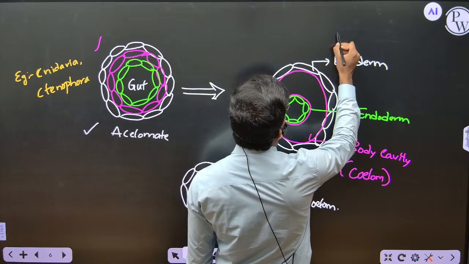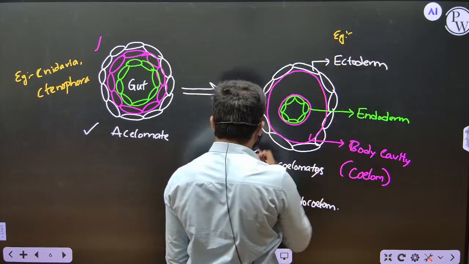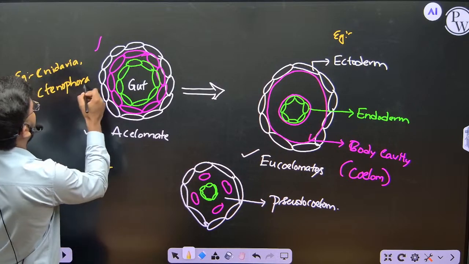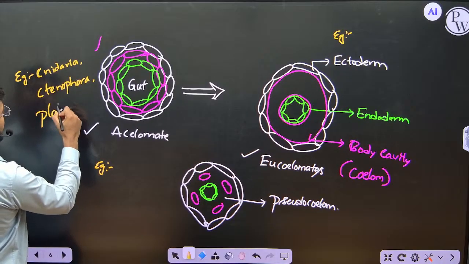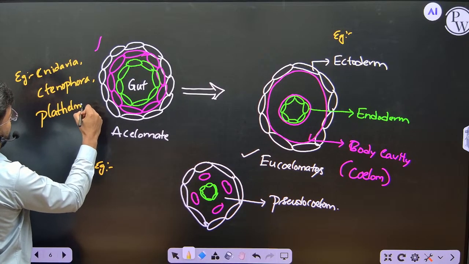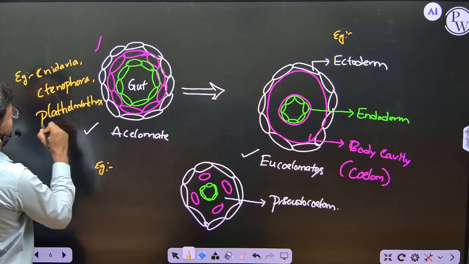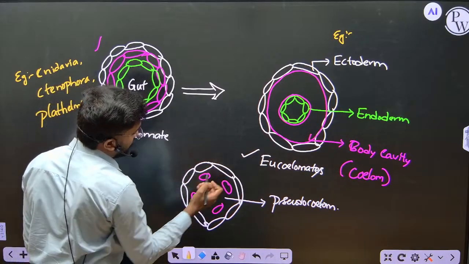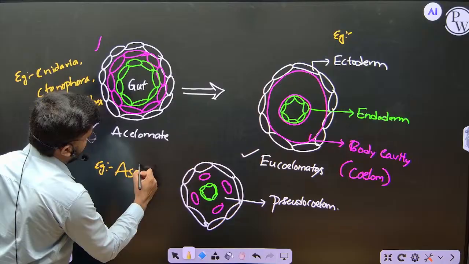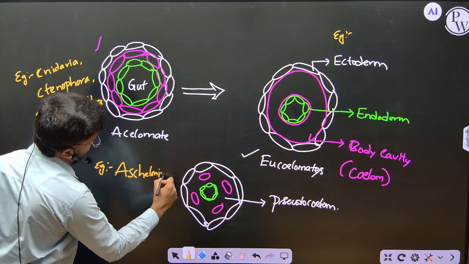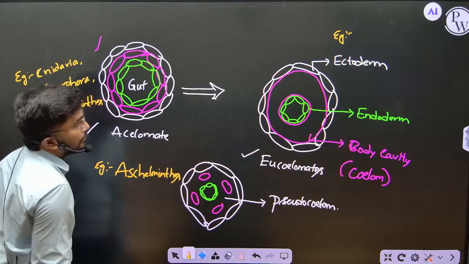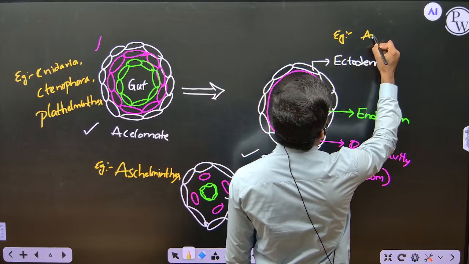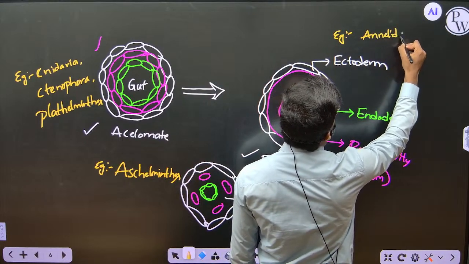I'll write pseudocoelomate here. Example for pseudocoelomates is the next phylum. Here Platyhelminths is also coming. These three are examples of the acoelomates. Next one, pseudocoelomate examples are Aschelminths. Examples for eucoelomates are what? After Aschelminths, we know which phylum is coming. Annelida. Annelida to the Chordata.